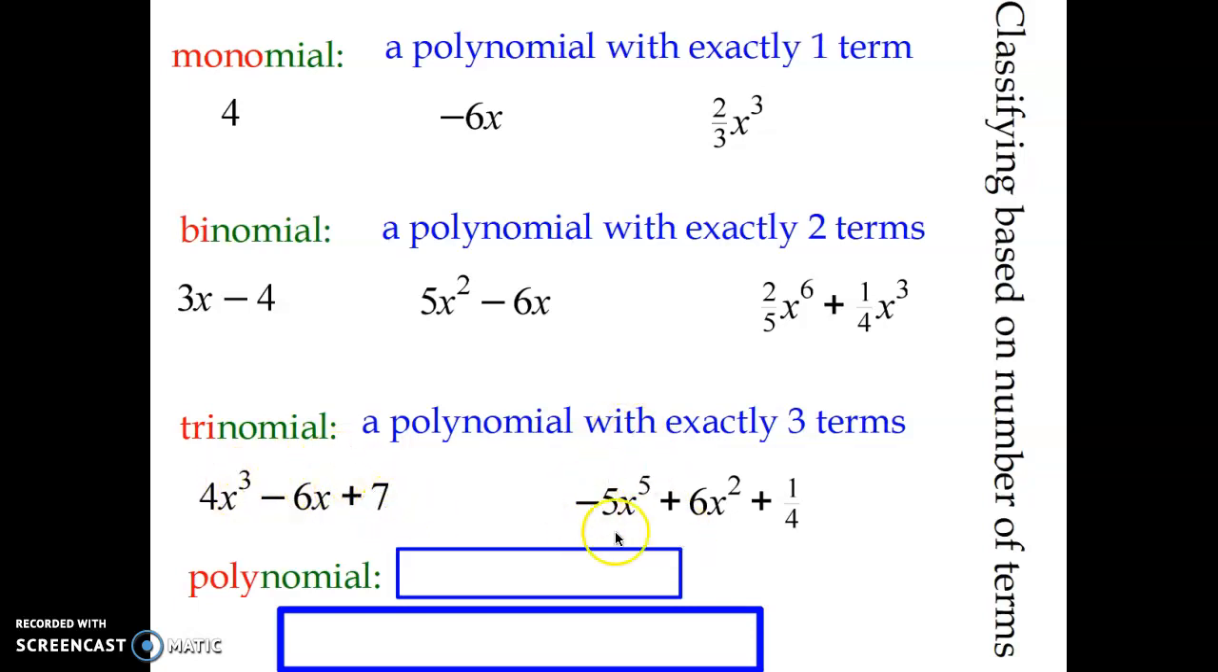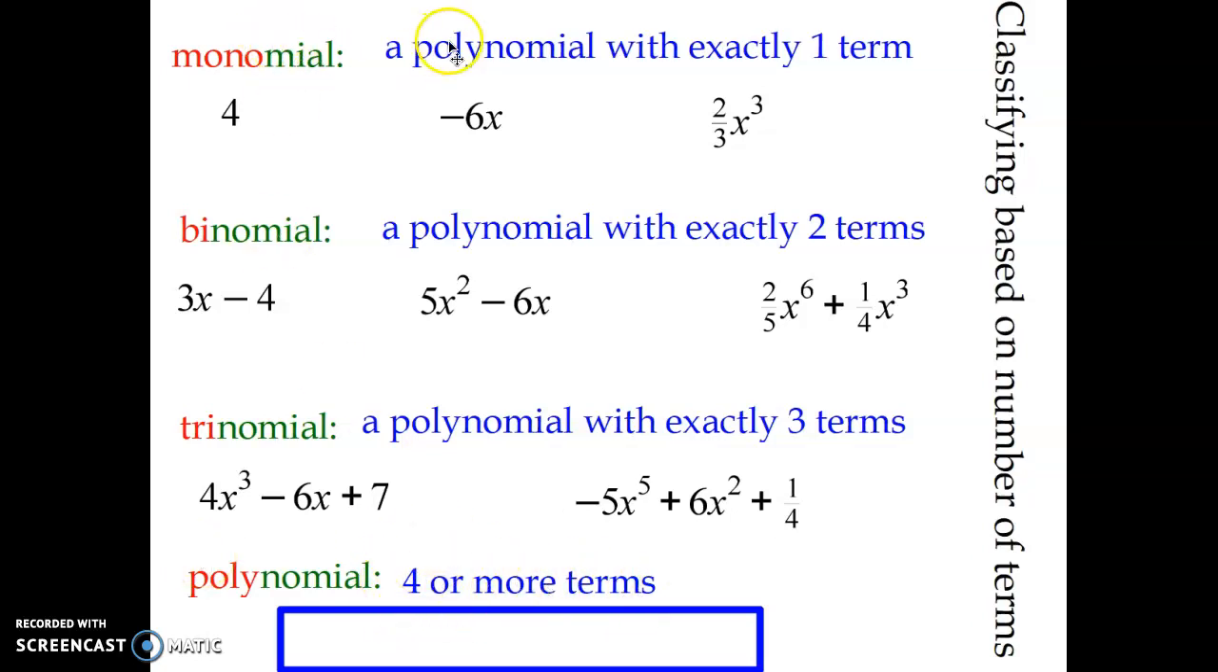And here's another one. It's got 1, 2, 3 terms. The third one happens to be a fraction, but that doesn't matter. And these are both joined by a plus. All right, a polynomial, poly meaning many, like polytheist or polymer, 4 or more terms.